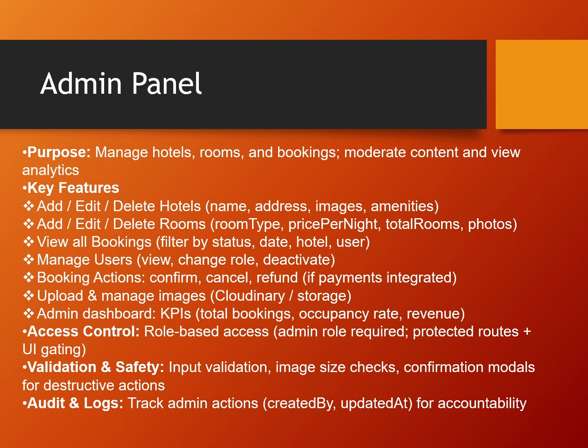Admin routes are protected with a role checking middleware on the backend and a UI gating on the front end. All destructive actions show confirmation modals, and log entries are stored, created by, updated at. So we have an audit trail. Finally, the admin dashboard displays KPIs: total bookings, occupancy rate, and revenue, giving admins a quick view of platform health.